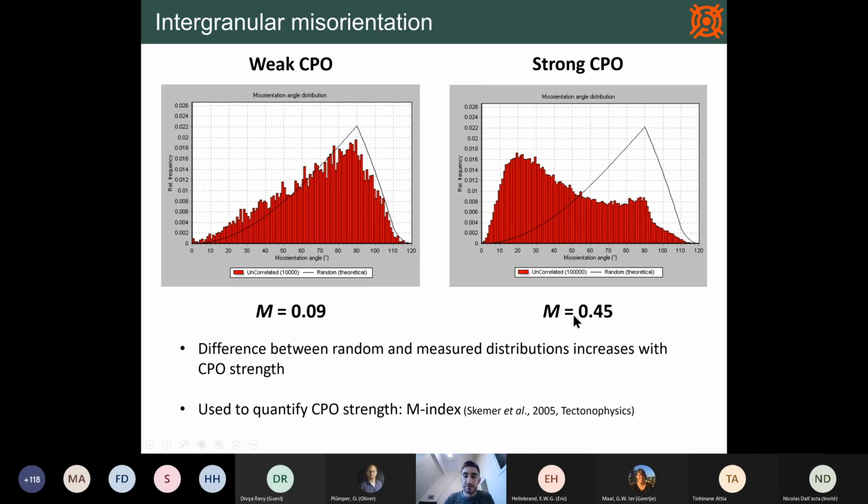And we can actually come up with a metric that quantifies this deviation from the random distribution. That can give us a number that can quantify the strength of the CPO, for example. And this is just looking at how well aligned the grains are with one another.